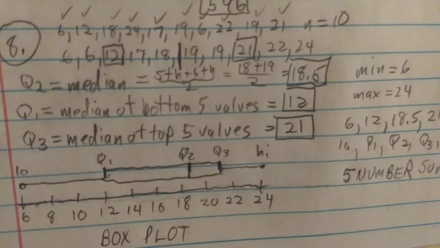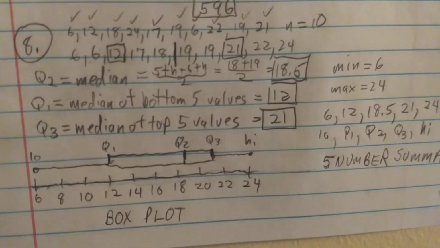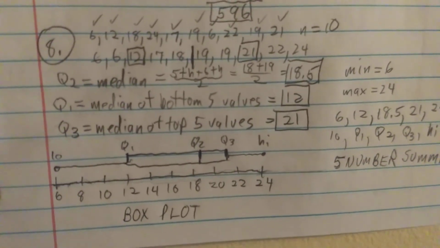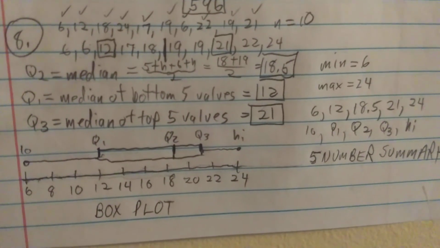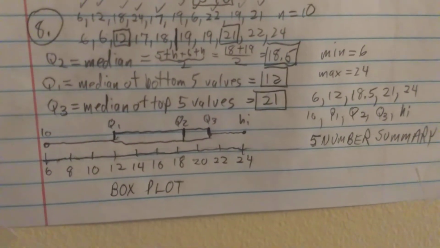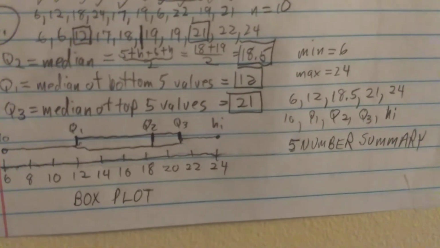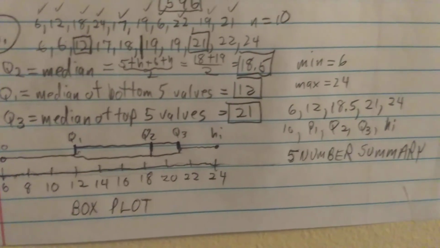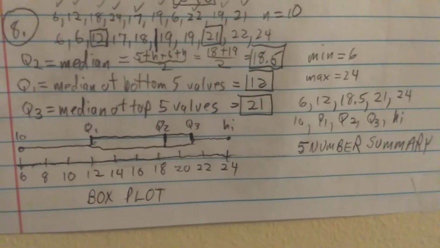And Q1 is the median of the bottom 5, which is the middle number 12. So the median of the bottom 5 values is 12, which is Q1, the 25th percentile. And Q3, the median of the 5 numbers above the middle median, is 21. And so then a box plot would show 6 being the lowest number, Q1 being 12, median being 18.5, Q3 being 21. Q1 to Q3 is the box, and that's the IQR of 16.5, and the high number is the one at the end, 24.